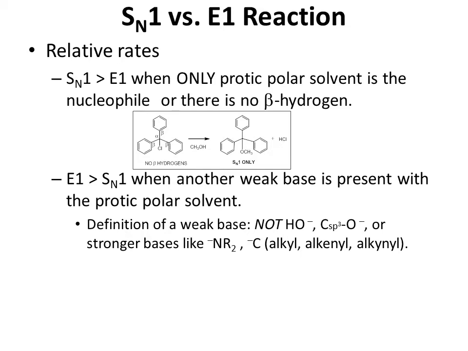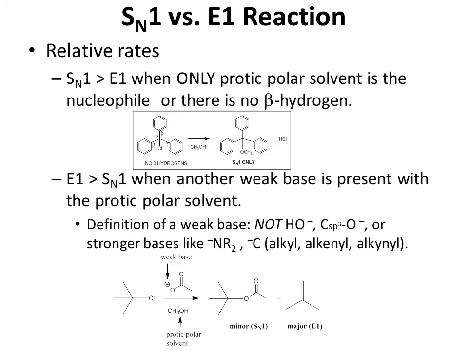So an example shown below, there's our 2-chloro-2-methylpropane, again reacting in methanol as the protic polar solvent, but we've added the weak base acetate. That's now going to shift the reaction rate toward E1. So now E1 is going to be the major product and SN1 will be the minor product.